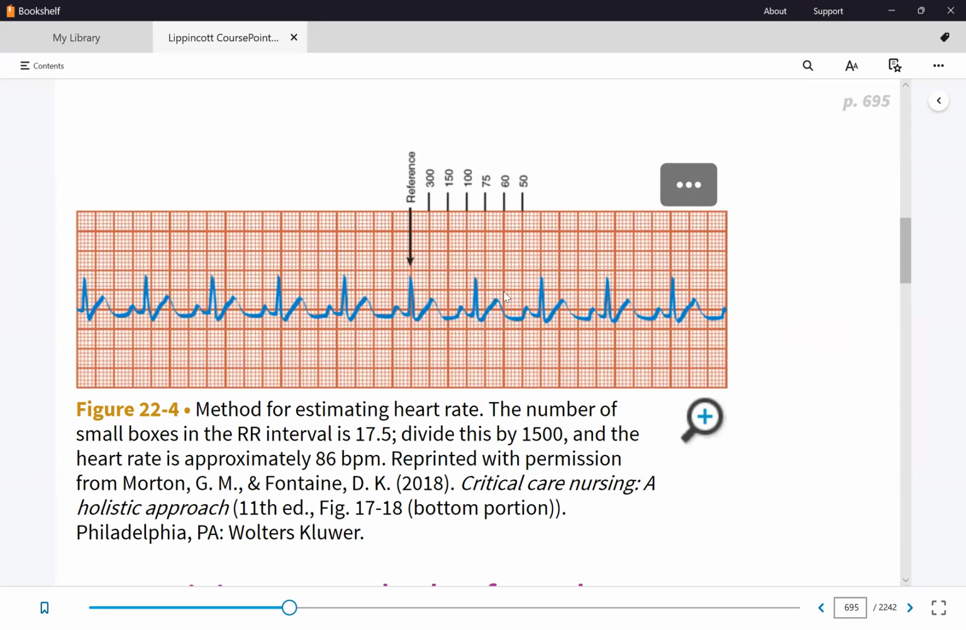8 and 9. So 6, 7, 8, 9. Okay. She wants to count this one and this one. Okay, these 2 R waves. Big boxes this time. So 1, 2, 3 and a half. So 3 and a half big boxes. How many big boxes in 1 minute? 300 divided by 3.5. What did I get?